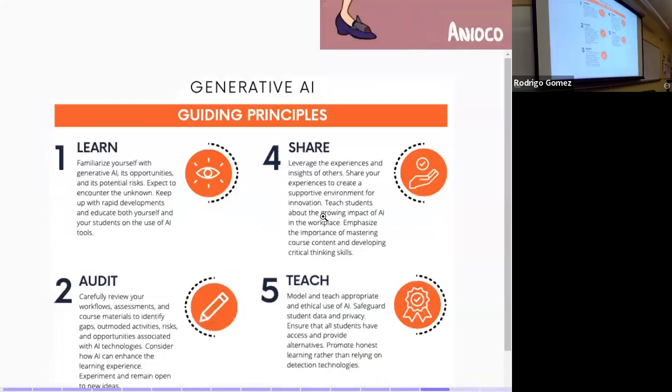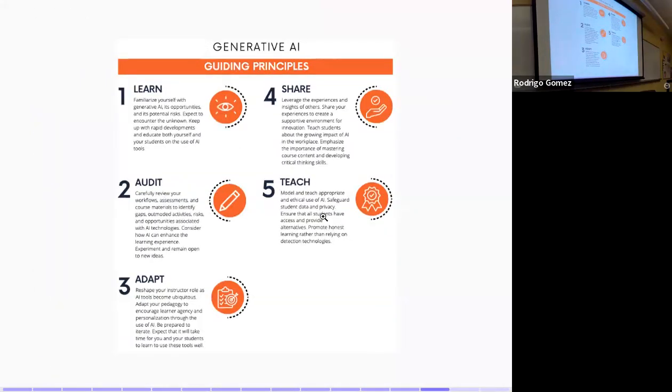Those are good things. Here's another good handout that I found just online, finding resources. What if we use these principles for guiding students through working with AI? You gotta learn. Absolutely, right? Familiarize yourself with generative AI, its opportunities and its potential risks. That's what we've been talking about, absolutely. But know what the thing is. Expect to encounter the unknown. Yeah, that's where we are. Go forth bravely, hero, right?